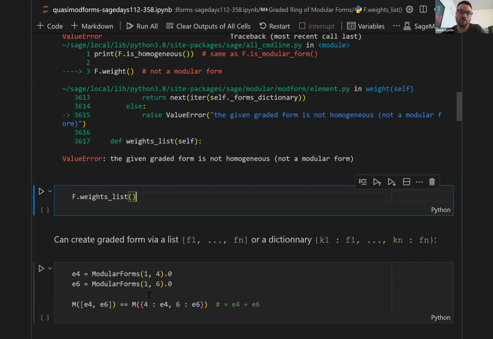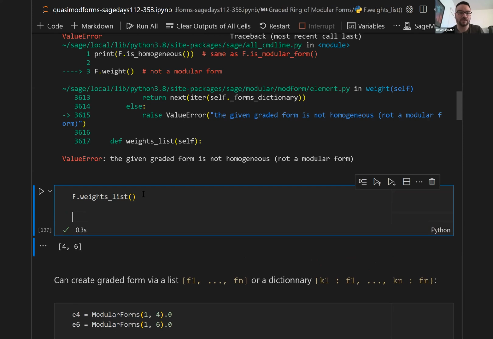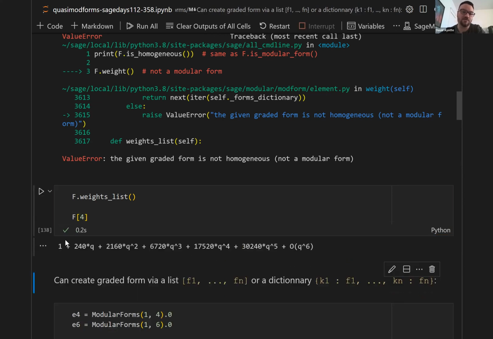You can ask for all the weight components of a modular form. For example, here f was the sum of a weight 4 and a weight 6 component. So now you can access all its weights, and you can access its weight 4 component, for example, just like a dictionary, like this. This will give you the weight 4 component or the weight 6, just like this also.